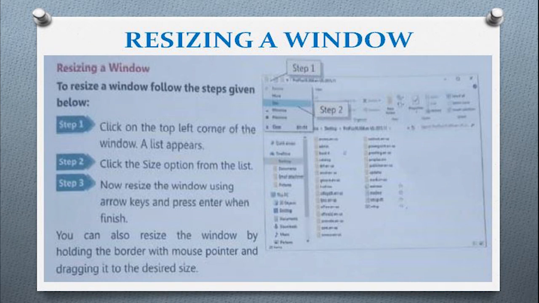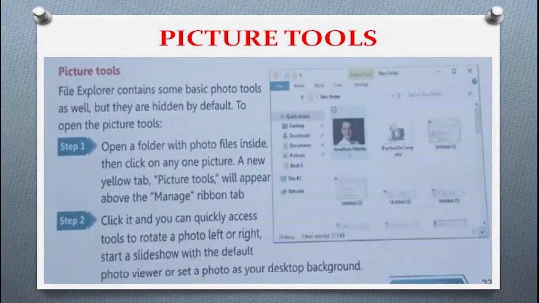You can also resize the window by holding the border with the mouse pointer and dragging it to the desired size. Next one is picture tools. File Explorer contains some basic photo tools as well, but they are hidden by default. To open the picture tools, open a folder with photo files inside. Then click on any one picture. A new yellow tab, Picture Tools, will appear above the Manage Ribbon tab.